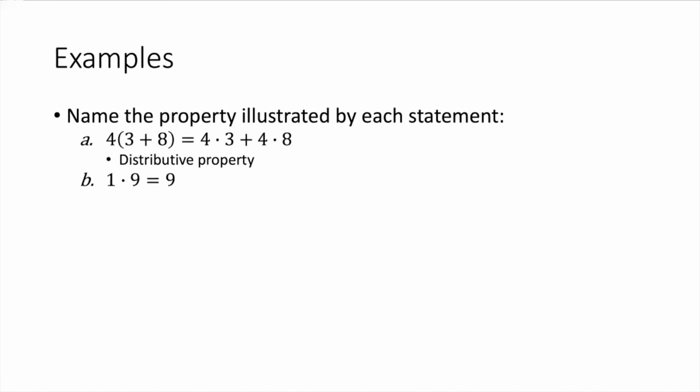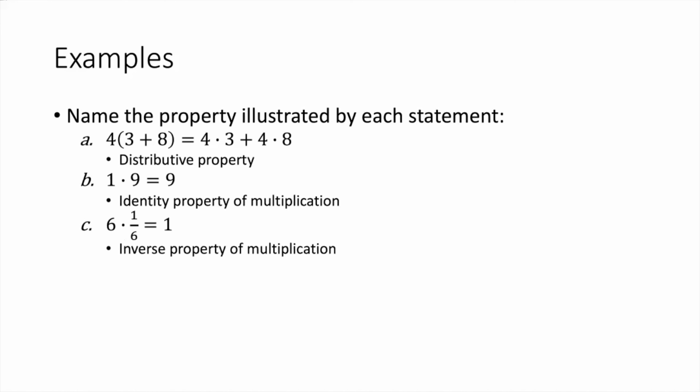Next, 1 times 9 equals 9. All right, what is that property called? I see 9 being multiplied by a number, and I'm getting 9 as the answer. The number did not change, just like you don't want your identity to change, right? So this is the identity property of multiplication. Next, we have 6 times 1 over 6 equals 1. So a number and its reciprocal. Another word for reciprocal is inverse. This is the inverse property of multiplication.